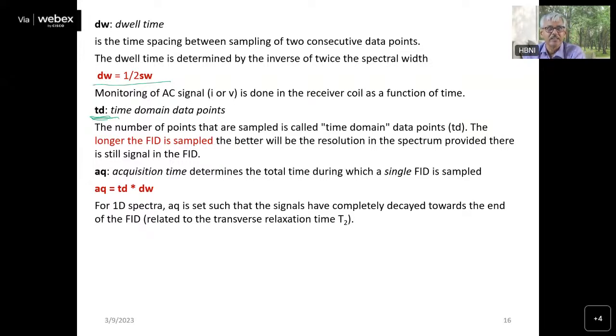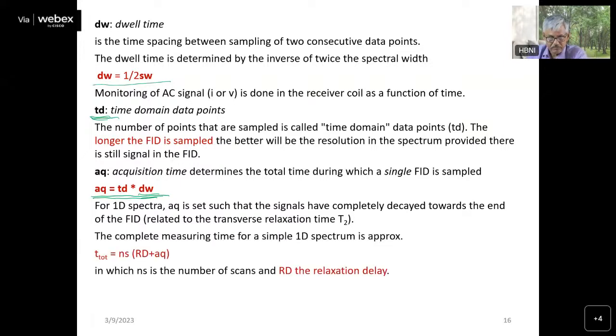We will use this TD many times, and this TD depends on the acquisition time. So how are they related? Acquisition time is for how long you are collecting the data. So the acquisition time is equal to TD into dwell time. Now for 1D spectra, this acquisition time is set such that the signals have completely decayed.